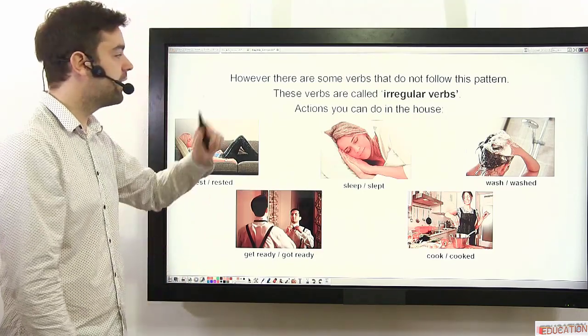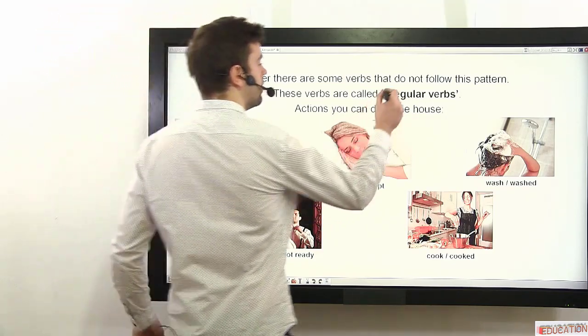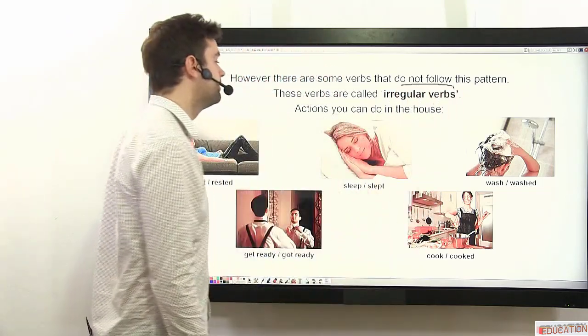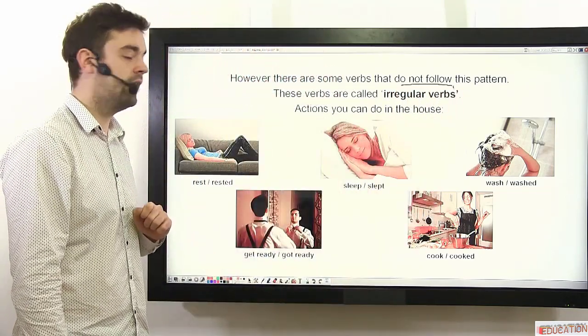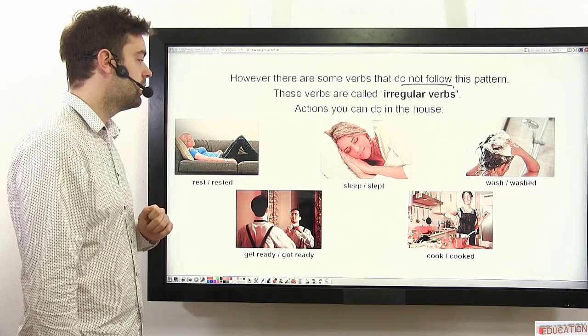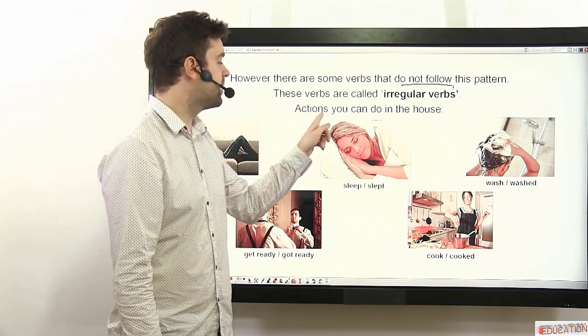Remember, however, there are some verbs that do not follow this pattern. These verbs are called irregular verbs. So let's take a look at some examples.